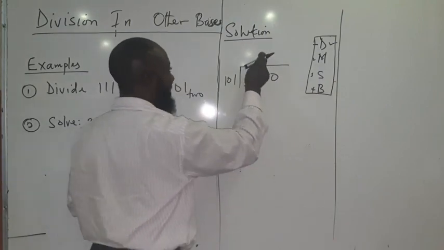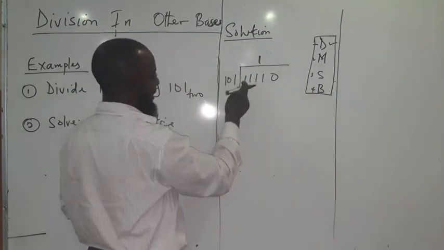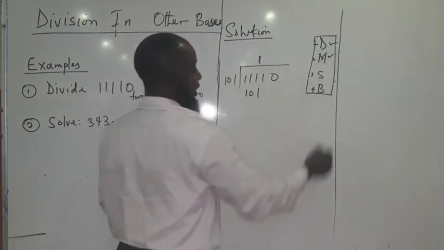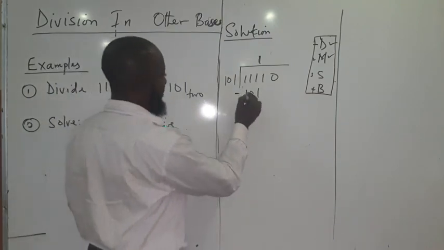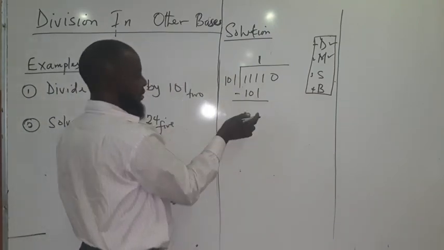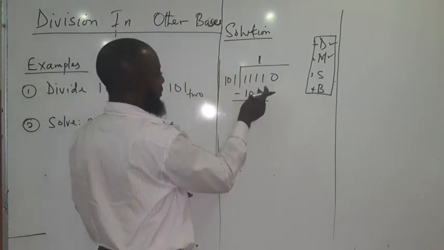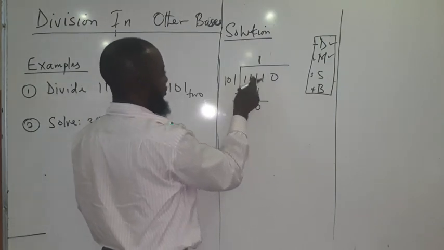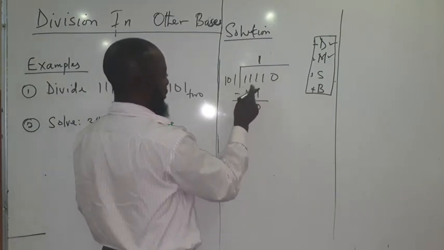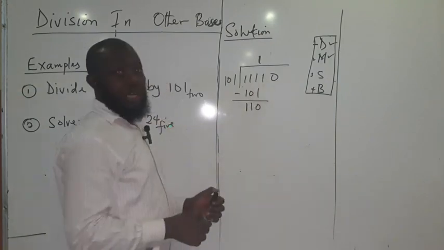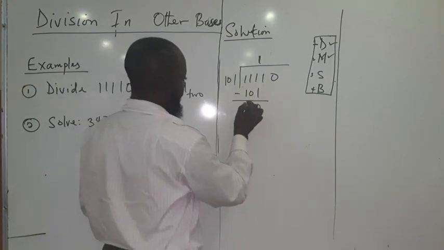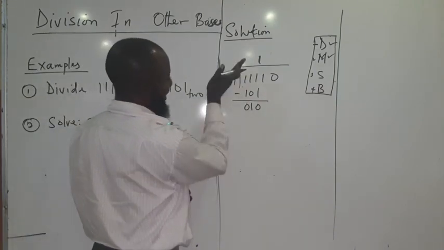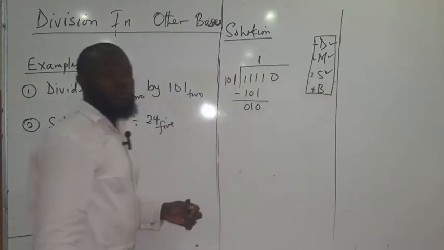Then multiply. Multiply means that we're going to multiply the answer here by this and write it under it. So 1 times 101 gives us 101. So we have done multiplication. So the next is to subtract. We subtract this from this. So 1 minus 1 is 0. 0 minus 1 is 1. 1 minus 1 is 0. Sorry for that. Am I making any sense? So in that case, we have subtracted this one. We are done with the third step.